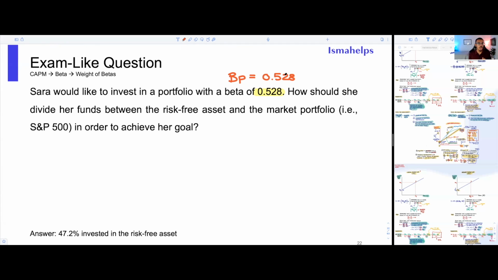So it then says, how should she divide her funds? Divide her funds between the risk-free asset and the market portfolio, in order to achieve her goal. So we want to know what proportion of Sarah's money should be allocated. What is the weight of the risk-free rate, and what is the weight of the market portfolio, in order to achieve a beta for her portfolio of 0.528?